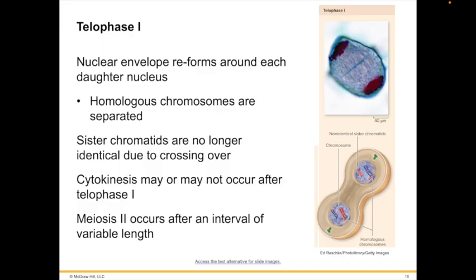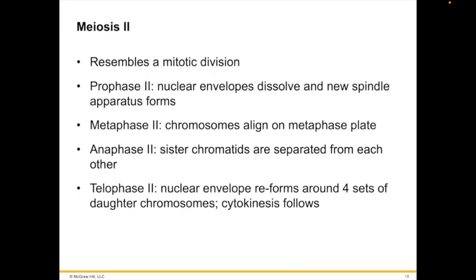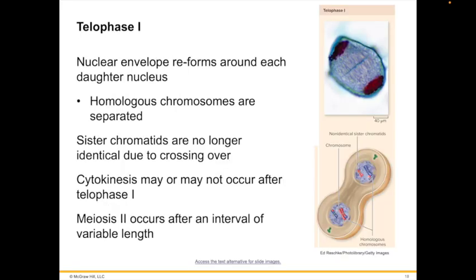or genetic diversity. Cytokinesis, the division of the cytoplasm and its contents, may or may not occur after telophase 1. The second meiotic division, meiosis 2, occurs after an interval of variable length. Segregation can occur without crossing over. And let me pause and go back here.